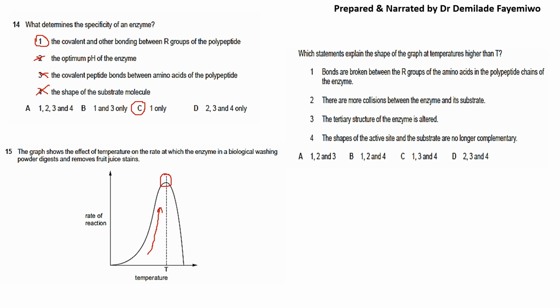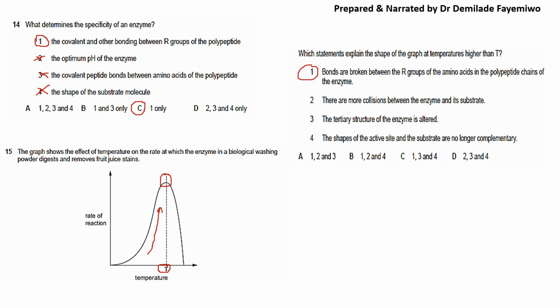Which statements explain the shape of the graph at temperatures higher than T? At temperatures higher than T, first thing you have to bear in mind is that when the temperature gets too high, then the enzyme will certainly start to have some of its bonds being broken. And that's what we call the denaturation of the enzyme. So the enzyme starts to denature and starts to lose its shape as bonds are broken. So one would definitely be a good possibility.